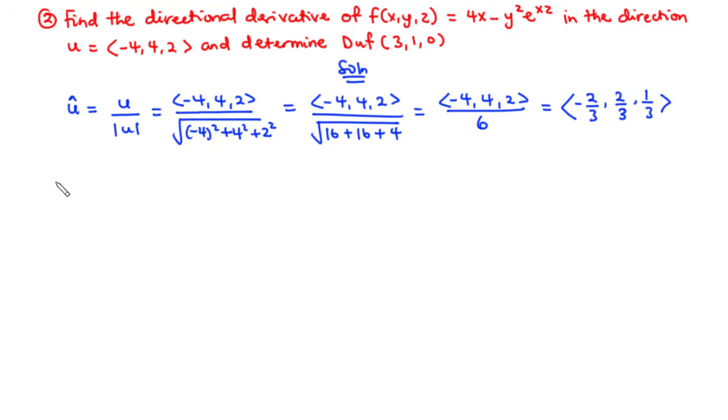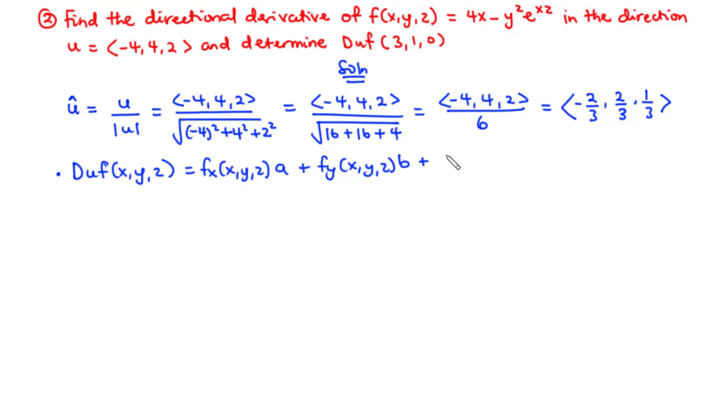Again, we should understand that because this is a function of 3 variables, the directional derivative, that is Du f of x, y, z, is given by fx of x, y, z times a plus fy of x, y, z times b plus fz of x, y, z times c. So basically we need to find fx, fy, and then fz.